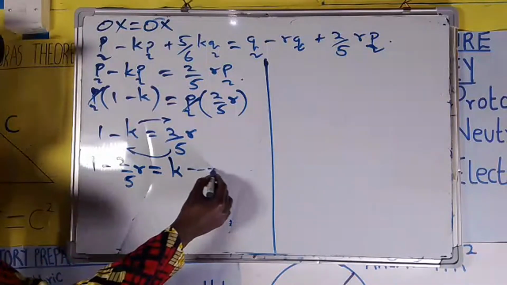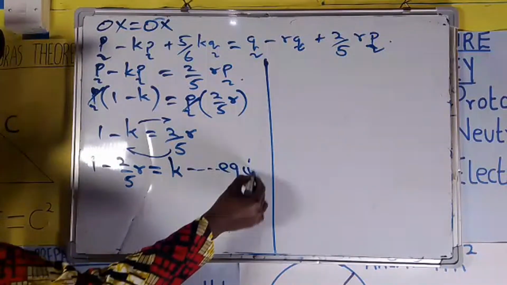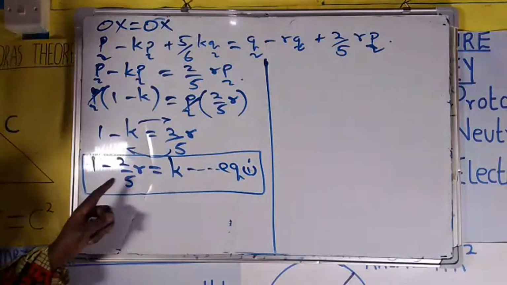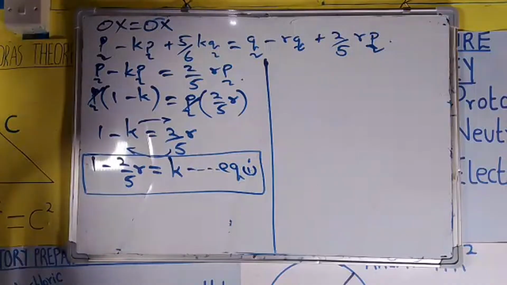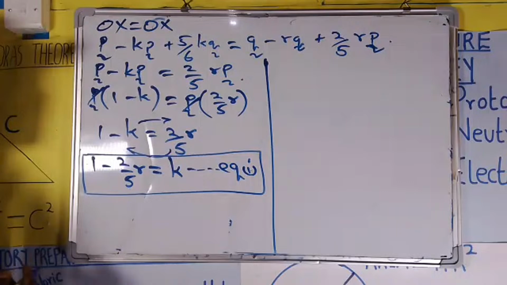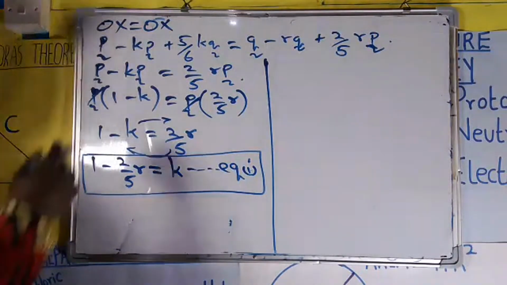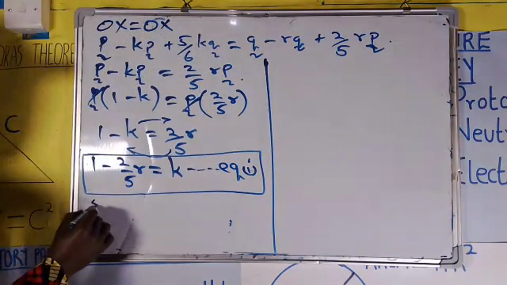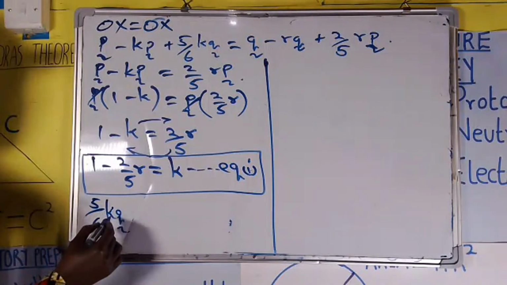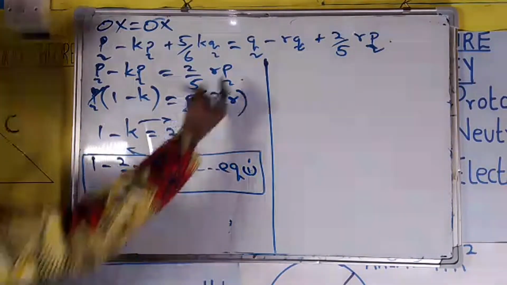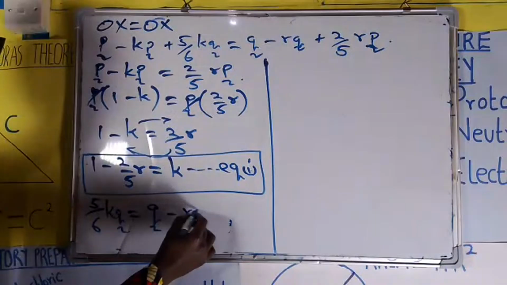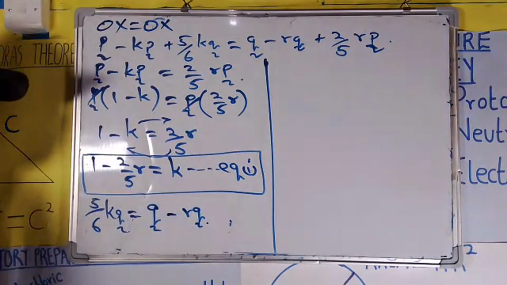So this one we can call our equation 1, because we cannot solve for r or k in the meantime. So what we now do, we will now proceed to the second right term. The second right term is q. So for q we have 5/6 kq is equal to q minus rq.